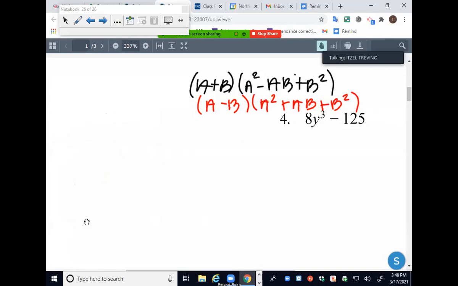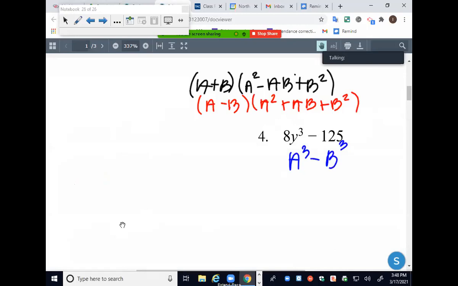But one that is the differences of cubes, we have number 4, and we're going to use it. We have 8y cubed minus 125. So I have a cubed minus b cubed. How do I get it to be just a? I need just a and just b. Right now I have a cubed and b cubed.